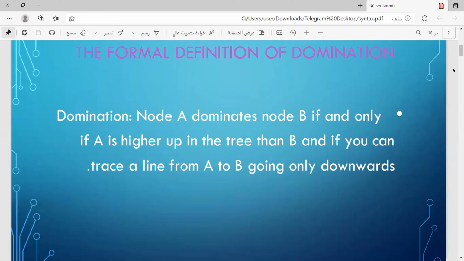Now the floor is yours, Ru'a. All you need to do is tell Bushra to move to the next slide whenever you want to. Okay.